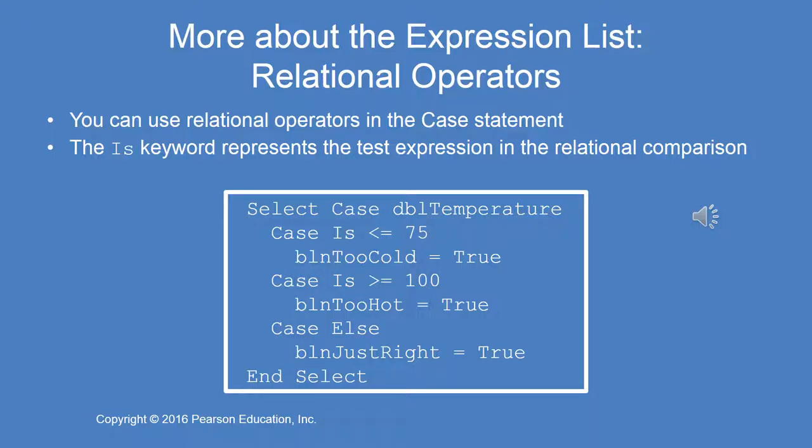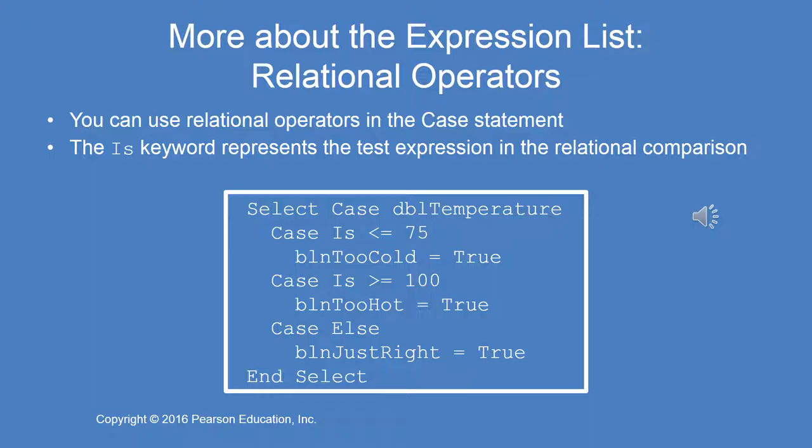We can also use relational operators in the case statements. So we use the Is keyword to represent the test expression in the comparison. In this particular example, the expression to be evaluated in the initial select case is the value in double temperature, so we're assuming that's a double. In the first case, instead of having an exact match, we have the relational operation is less than or equal to 75. So if the value in double temperature is less than or equal to 75, then the Boolean too cold is set to true.